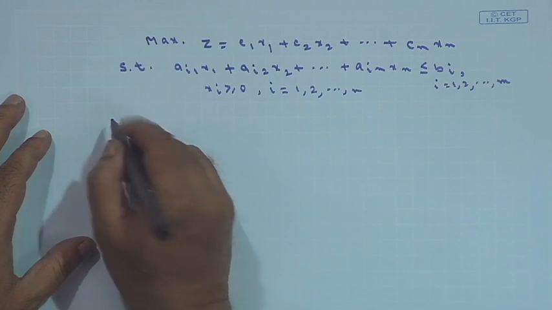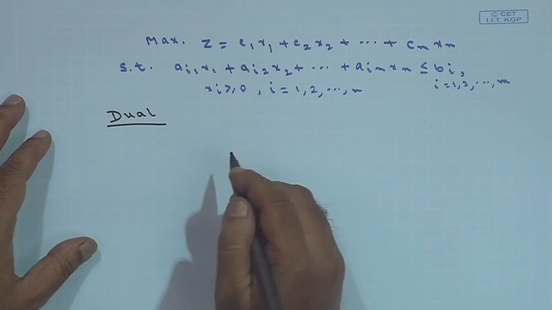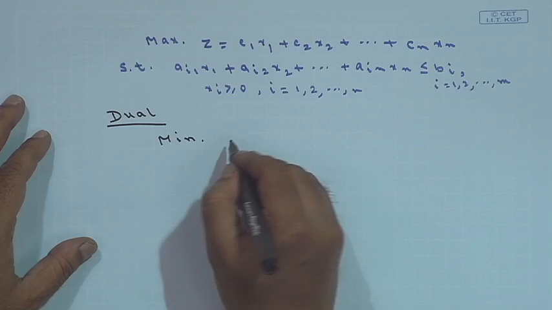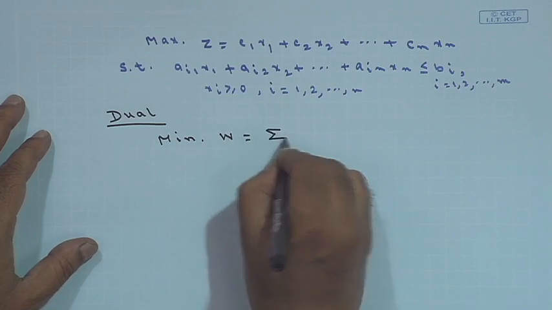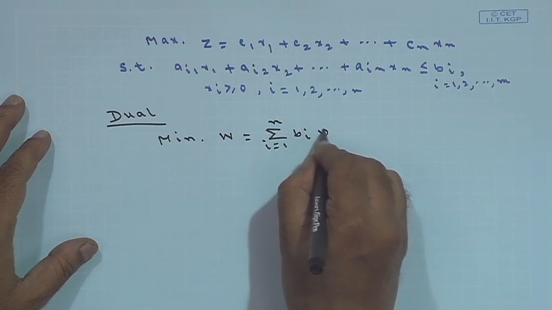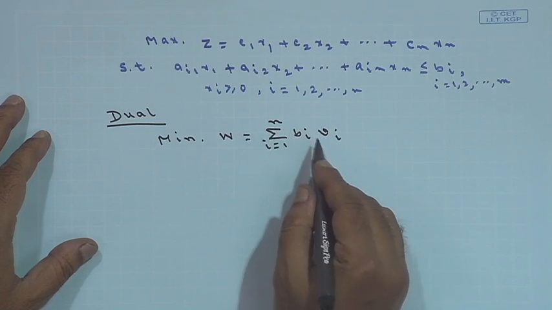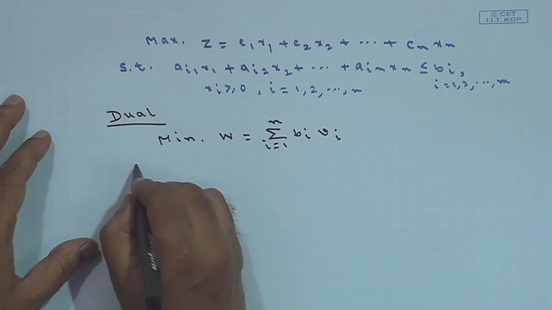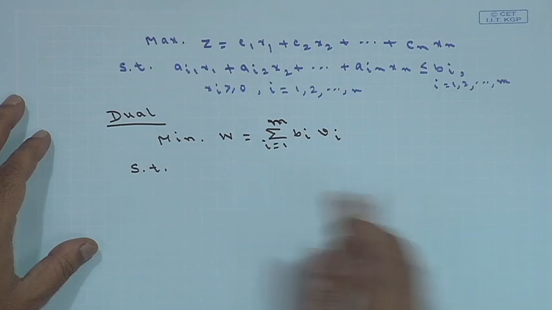So, the corresponding dual of this problem will be, since it is a maximization problem, now a minimization. So, the function will change: w equals summation i equals 1 to n bi into vi, some new variable, and this is subject to, this will be 1 to m.